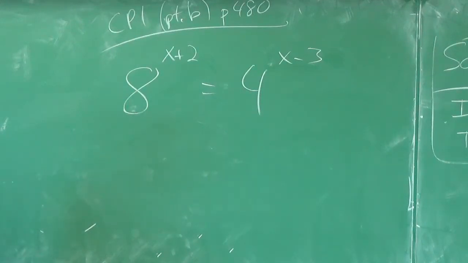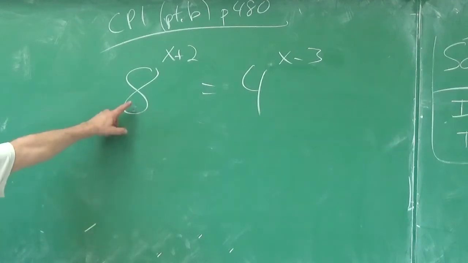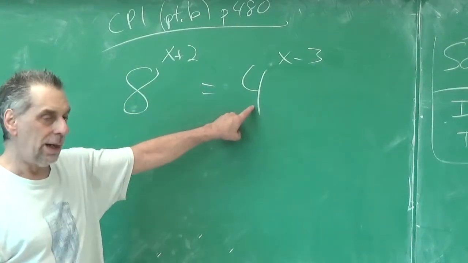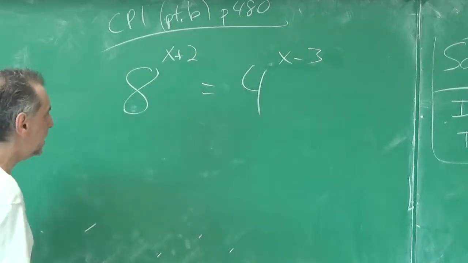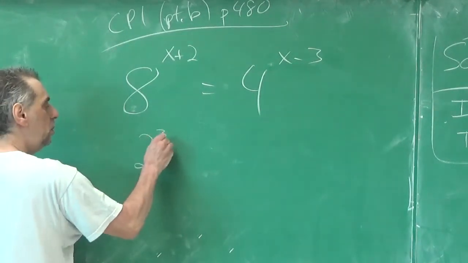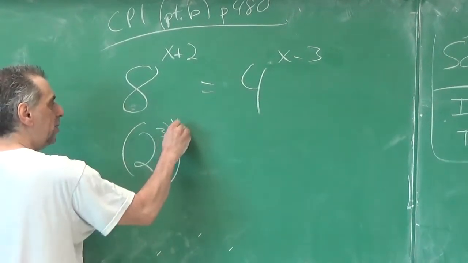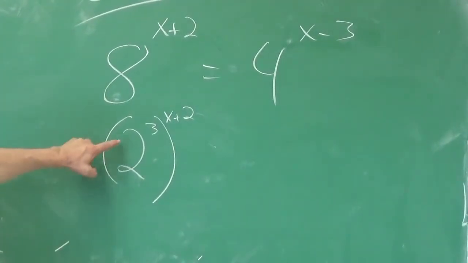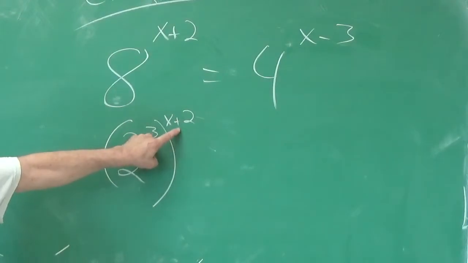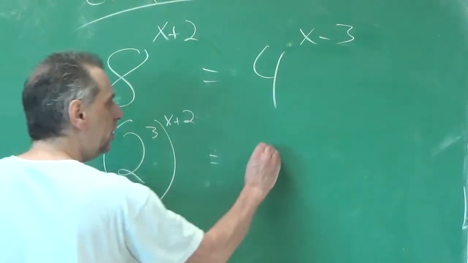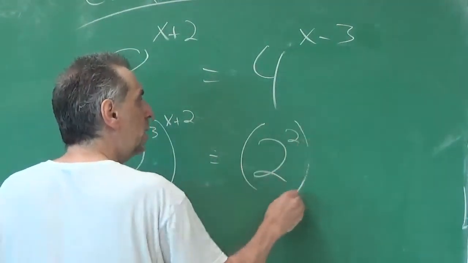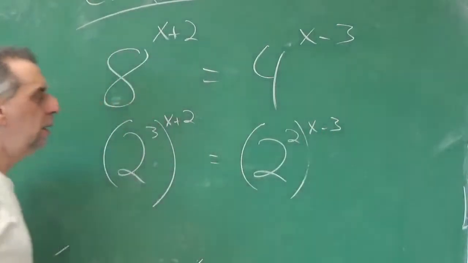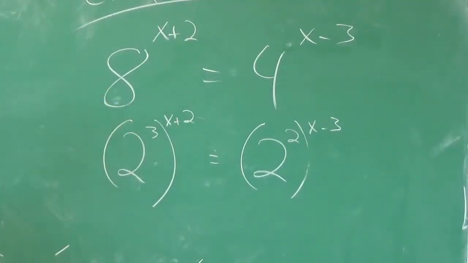4 squared is 16, so we can't do that. But 2's again, right? I can write this as a power of 2, 2 raised to the third, and I can write this as a power of 2, 2 raised to the second. So that's what I'm going to do. Instead of 8, I'm going to write the number 8 as 2 raised to the third, and then that is going to be raised to the x plus 2. And over here, 4 is 2 squared, so we're going to raise that now to the x minus 3.